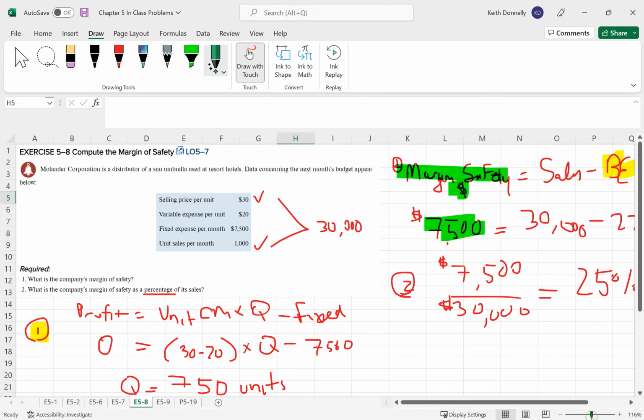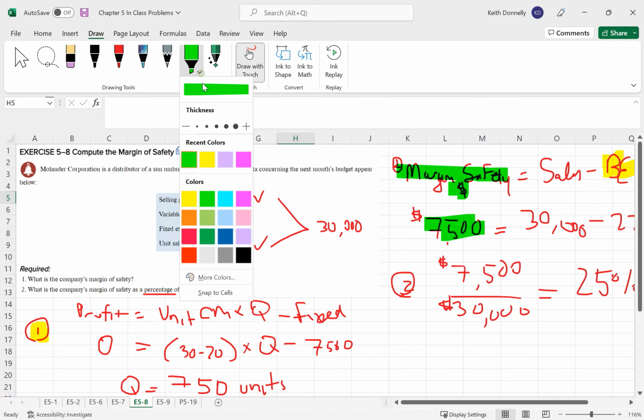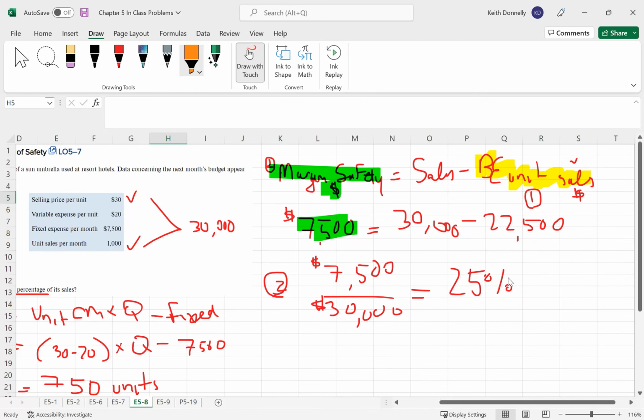Oh, we zoomed in there. Then they want the margin of safety as a percentage, right? In this case, right, you're going to take your margin of safety in dollars, carry it down, divided by your budgeted sales there of 30,000. In that case, we're going to have a 25% margin of safety as a percentage.